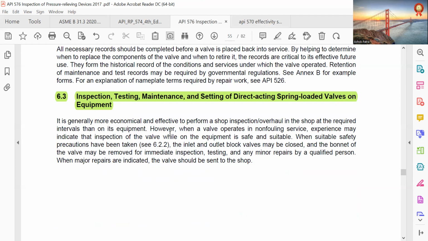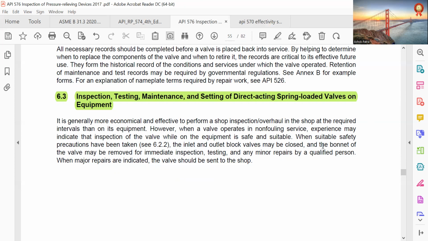It is generally more economical and effective to perform SOP inspection overall at the required intervals than on the equipment. However, when a valve operates in non-fouling service, experience may indicate that inspection of the valve while on the equipment is safe and suitable.